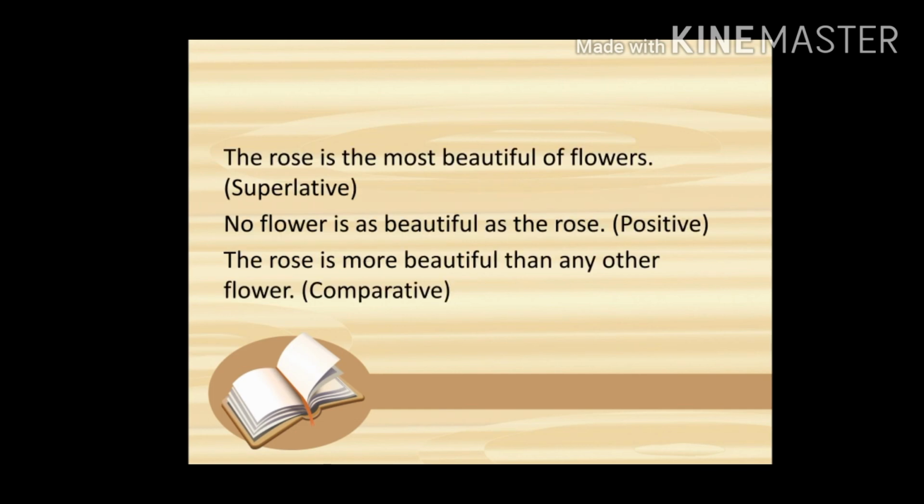Next. The rose is the most beautiful of flowers. Most beautiful of flowers, surely it is a superlative degree sentence. No flower is as beautiful as the rose. So positive degree we will get like this. And now comparative. The rose is more beautiful than any other flower.